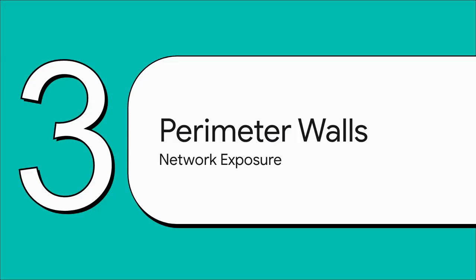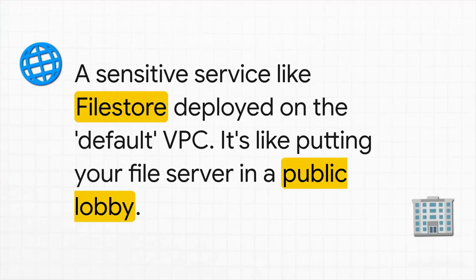Okay, so let's move on to our third check. We've locked the door with IAM, we've secured the loot inside with CMEK. Now we need to inspect the actual walls of the building itself. We have to control the network perimeter to shrink that attack surface down as small as we possibly can. And here is another classic red flag I see way too often: someone deploying a sensitive service like Google Cloud Filestore, which is basically just a managed network file share, on the default VPC. Now, you've got to understand, the default network is often this wide open space shared by tons of different projects. Putting your file server there is like putting your most secret file cabinet right in the middle of a public lobby. It just doesn't make sense.